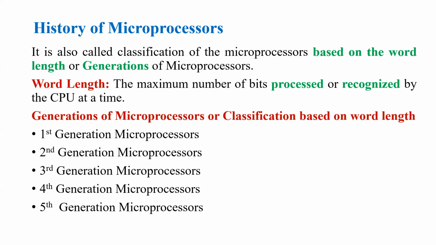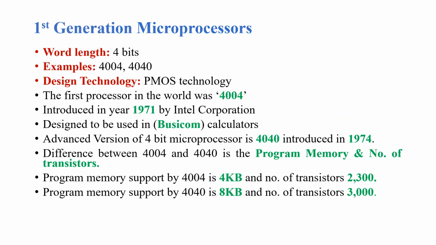We can also call these the generations of processors. As of now, I divide processors into 5 generations: first generation processors, second generation processors, third generation processors, fourth generation processors, and fifth generation processors. Now I'm going to discuss these generations one by one.